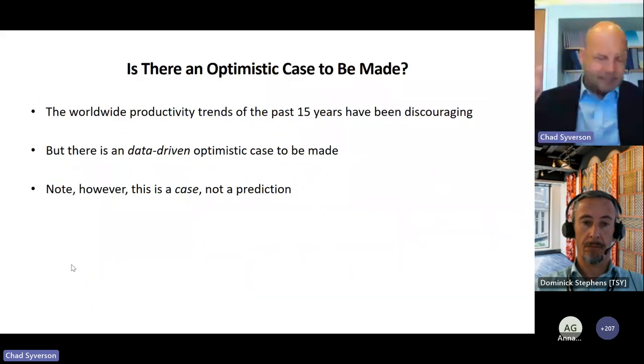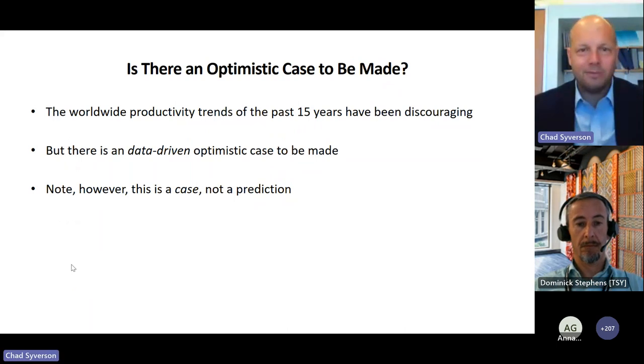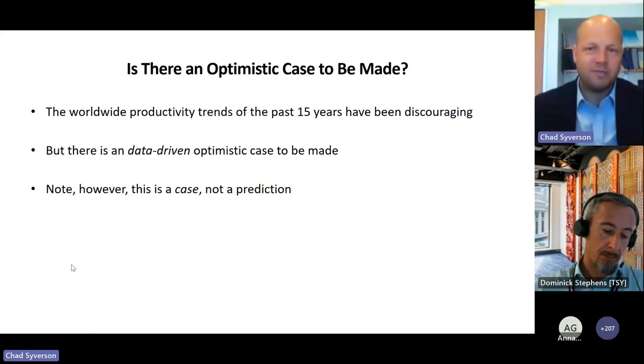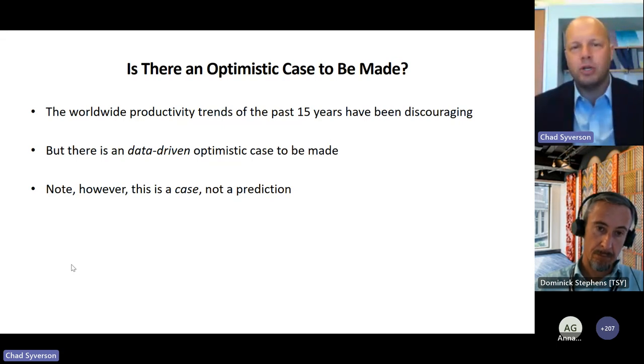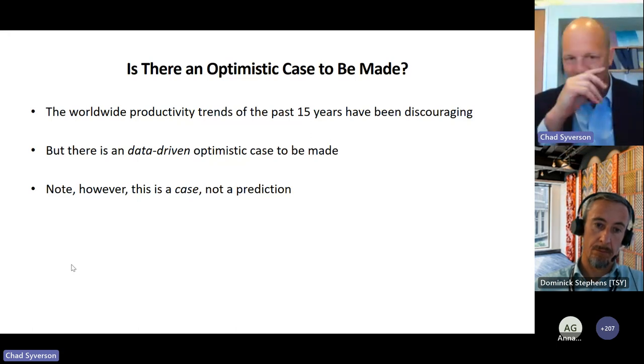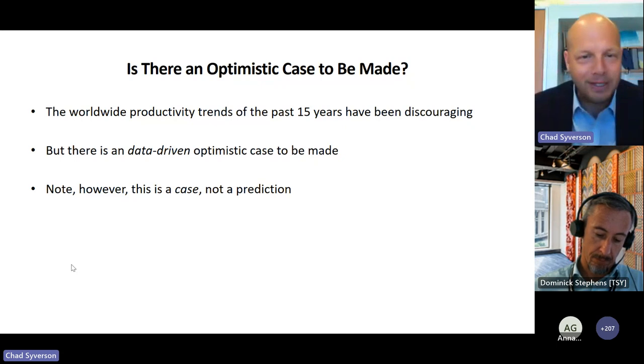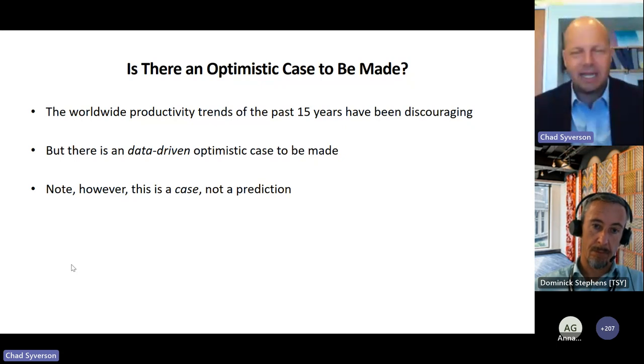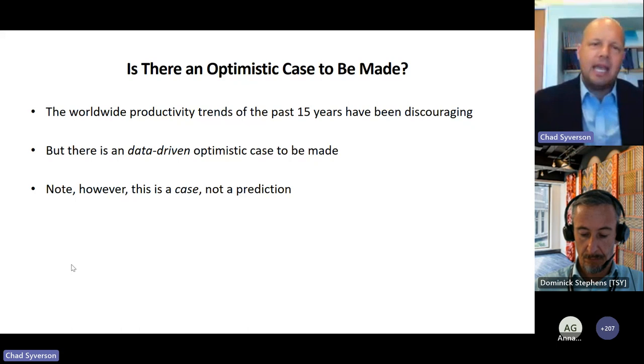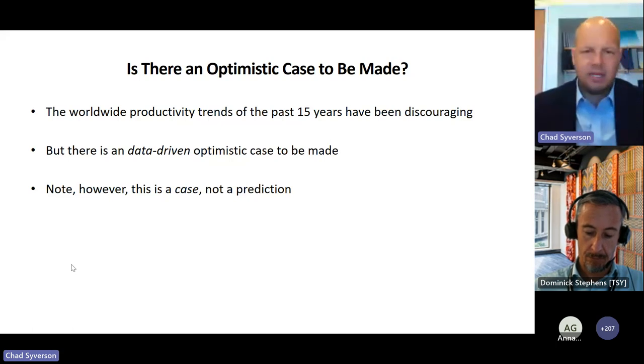All right, so I started off with the world as it is, which frankly in productivity terms isn't so great, but I'd like to push a little bit as we come towards a conclusion here on an optimistic case for productivity. Okay, I'm not just going to tell stories, I'm going to tell stories with data. This is a data-driven optimistic case. I'm going to show you what's going on and why one could interpret that as being signs of perhaps a reversal of the productivity slowdown.